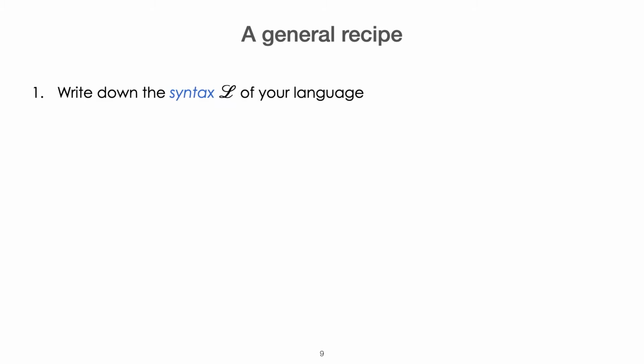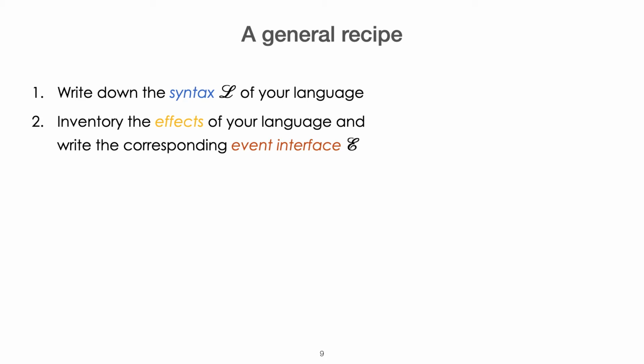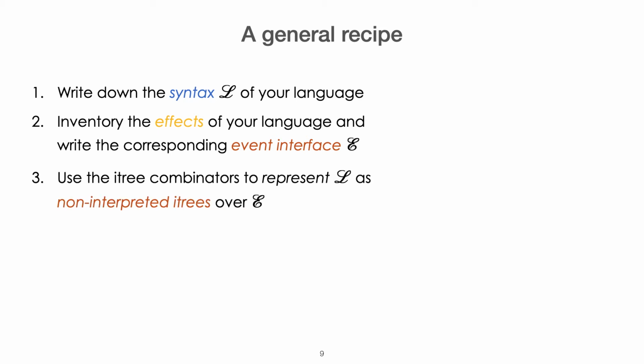If you want to define the semantics of a language A, write, of course, its syntax, but then inventory the effects that your language may have. You will categorize these effects into various interfaces, and you will put them together. Then you will represent the syntax as this non-interpreted interaction trees over this event interface. The library will provide combinators that help you do so in a compositional way.